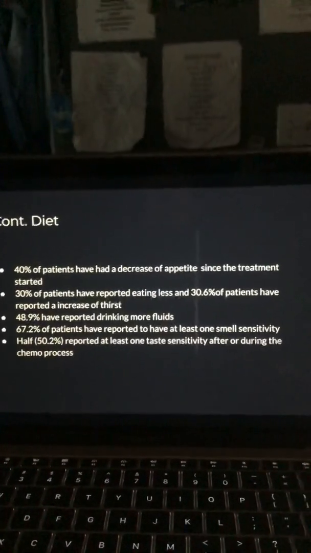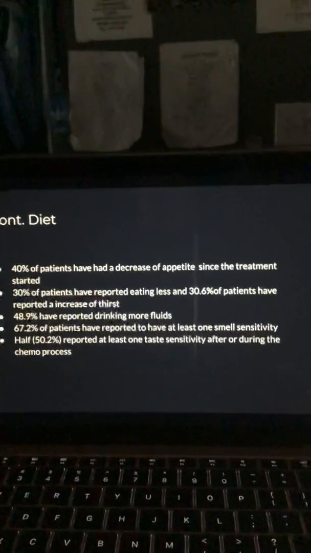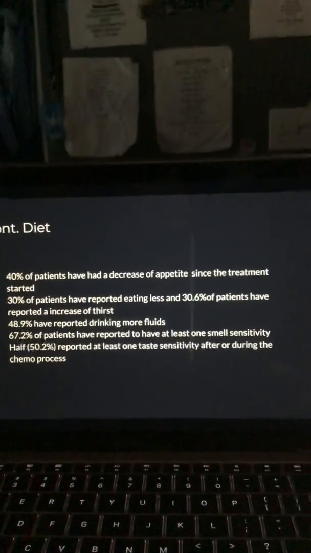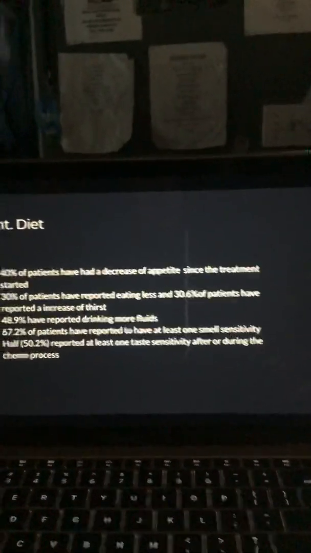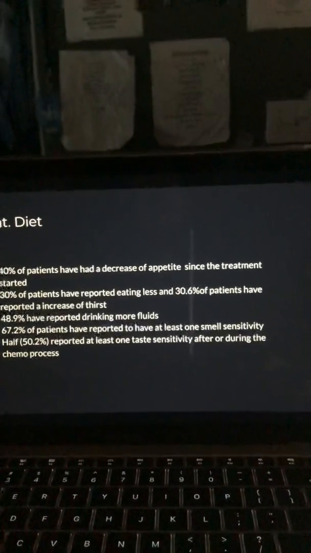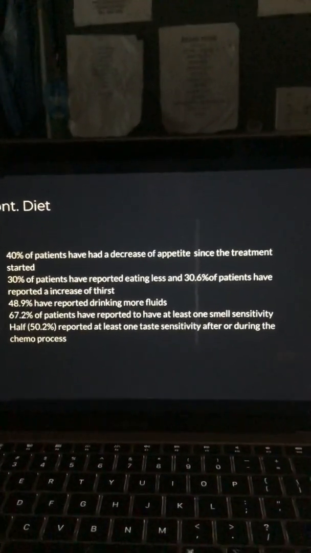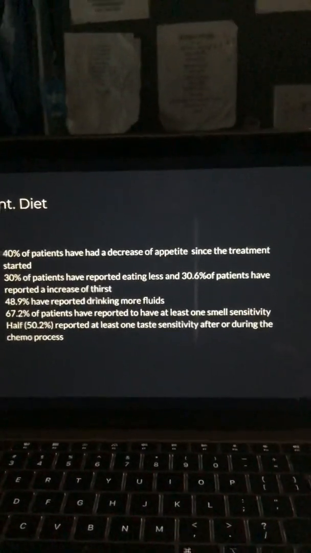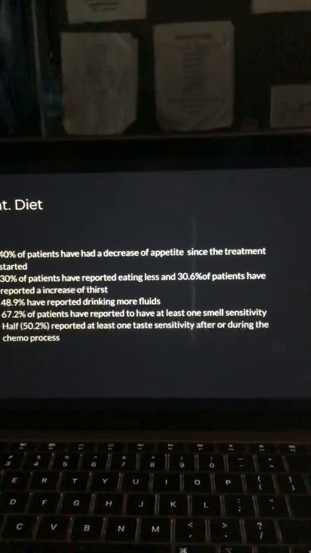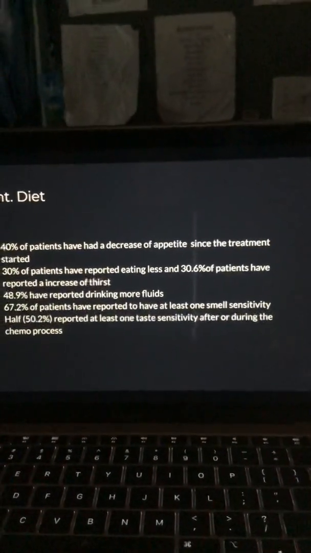Continuing discussing the diet, 40% of patients have had a decrease of appetite since the treatment started. 30% of patients have reported eating less, and 30.6% of patients have reported an increase of thirst. 48.9% have reported drinking more fluids. 67.2% of patients have reported at least one smell sensitivity, and half reported at least one taste sensitivity after or during the chemo process.